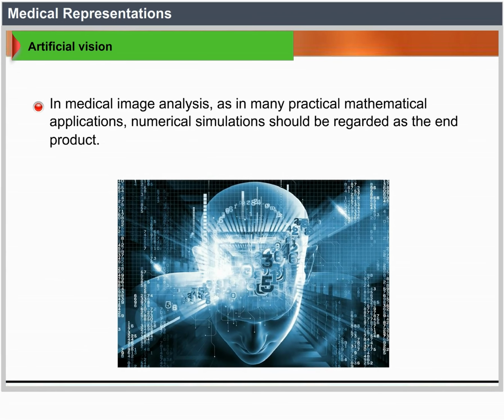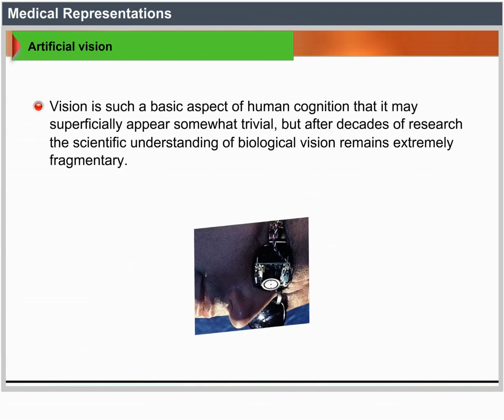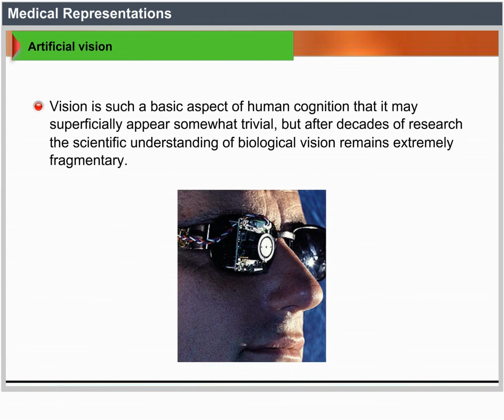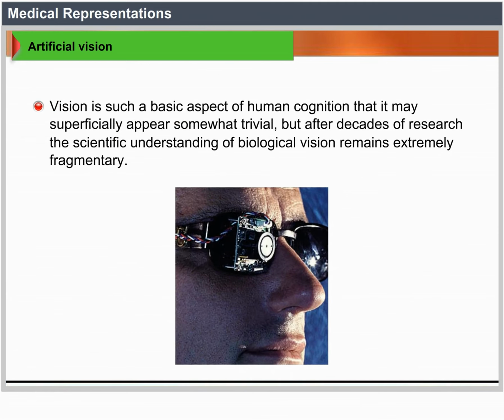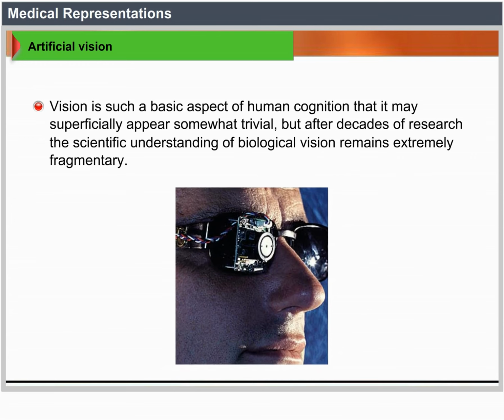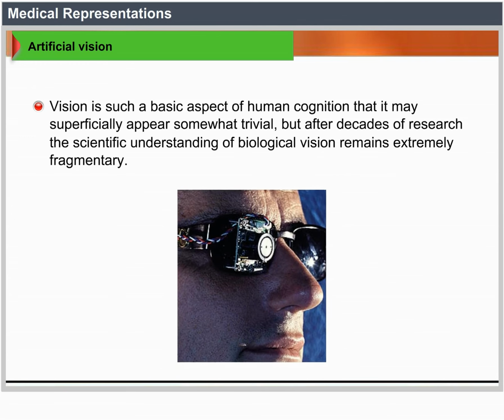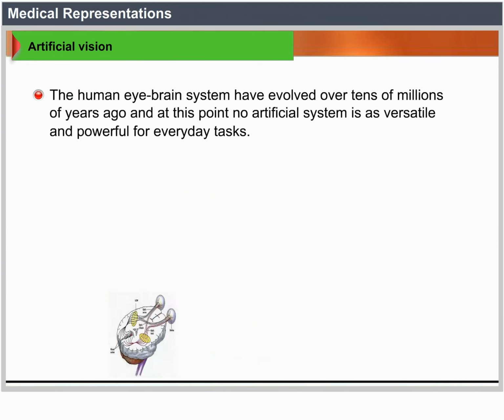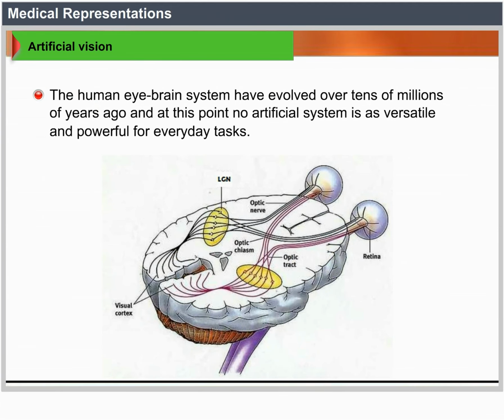Vision is such a basic aspect of human cognition that it may superficially appear somewhat trivial, but after decades of research, the scientific understanding of biological vision remains extremely fragmentary. The human eye-brain system evolved over tens of millions of years, and at this point, no artificial system is as versatile and powerful for everyday tasks.